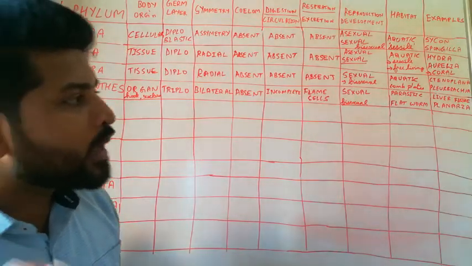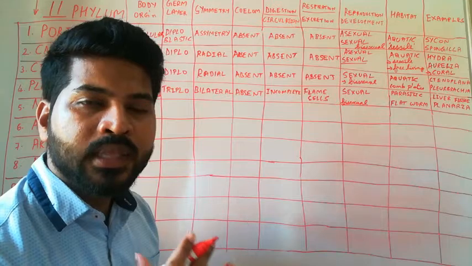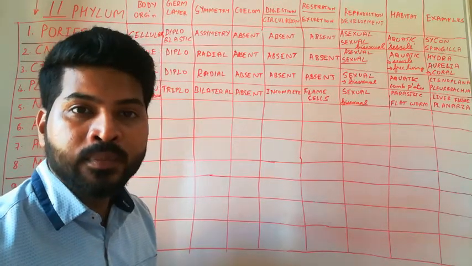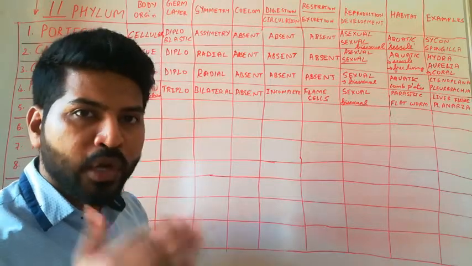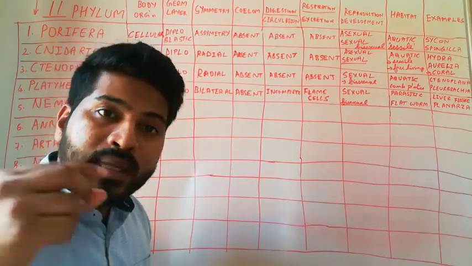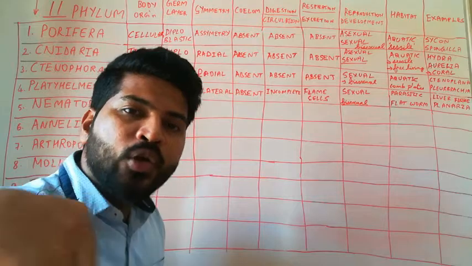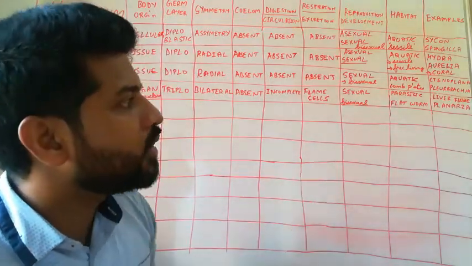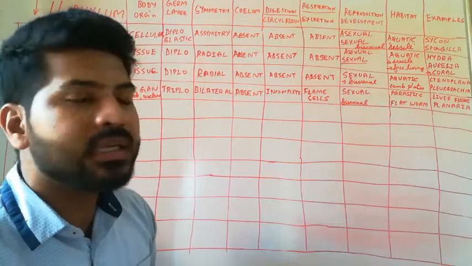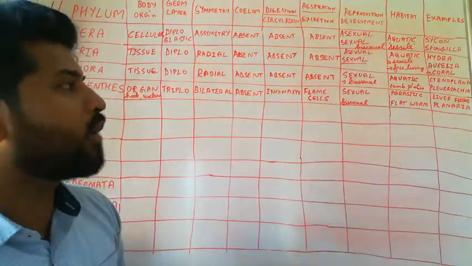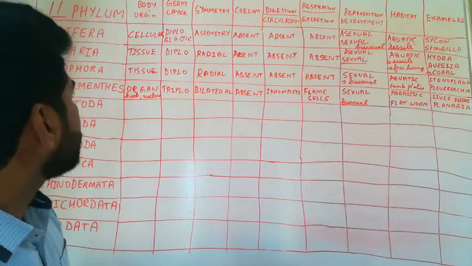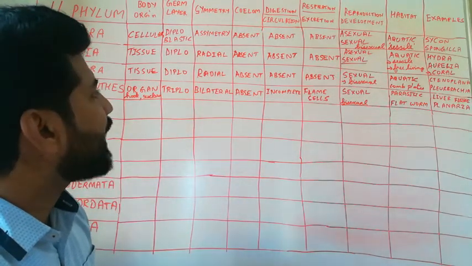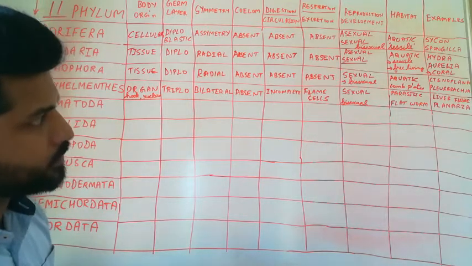Some of the organisms, for example planaria, show excellent capacity to regenerate. That is, if you cut the body of the organism into pieces, each piece can regrow into a complete organism. For example, planaria. So regeneration capacity is seen in the organisms. And that is all about the flatworms or Platyhelminthes.